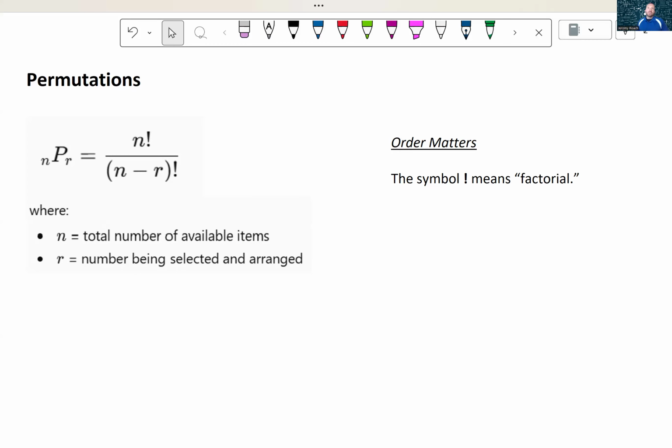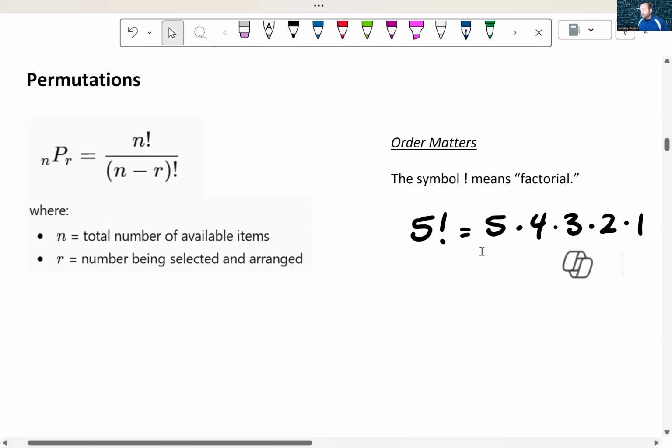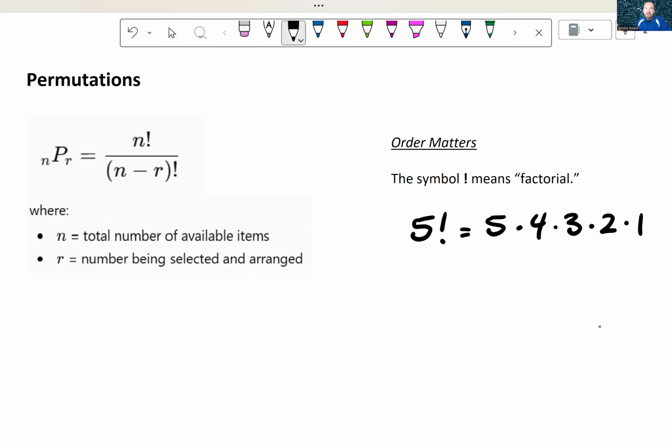Actually, I'll tell you what a factorial is just now, I guess. A factorial is we multiply the whole number by every positive whole number below it all the way down to 1. So an example would be if we looked at 5 factorial, that's equal to 5 times 4 times 3 times 2 times 1. And we just write the multiplication, one whole number previous, and keep the multiplication pattern until we get to 1. So that's what a factorial is.